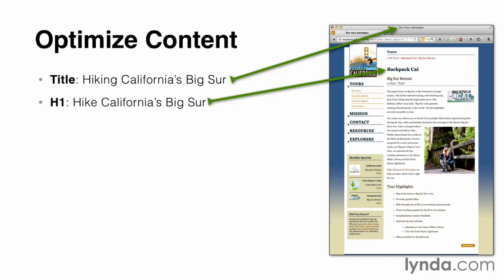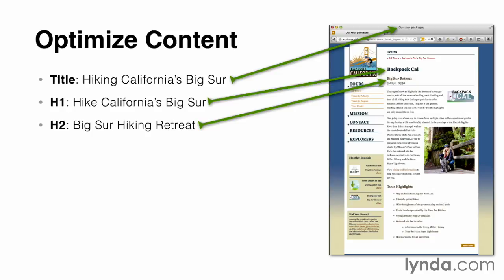As you can see, I'm using two different versions of the word hiking. I'm using hiking in the title and hike in the H1. It's up to you how you want to do that, or if you want to maintain a similar version. I find that I like to change it up so that my page title and my H1 are slightly different, but using similar keywords.